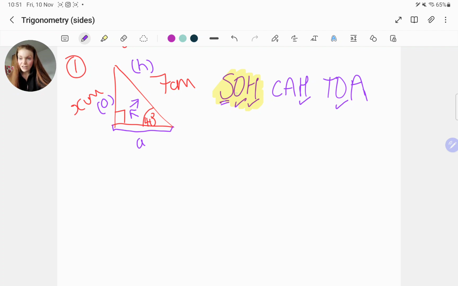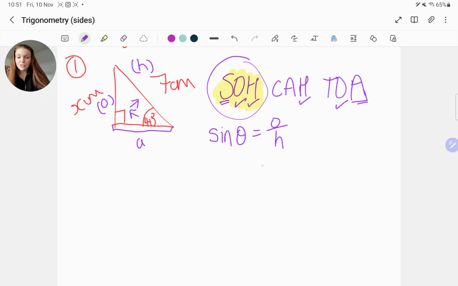Opposite is the one I want to find, and hypotenuse is the one I have. We cannot use cosine because I don't have the adjacent, so that's no good to me. I can't use tan because again, I don't have the adjacent, so that one's no good to me. So we're going with sine. So write your formula first. Sine theta is opposite over hypotenuse.